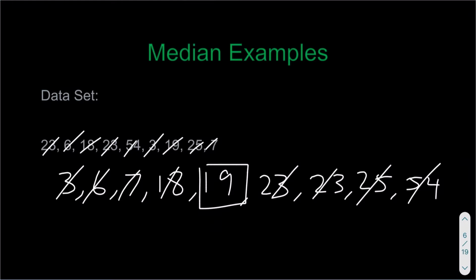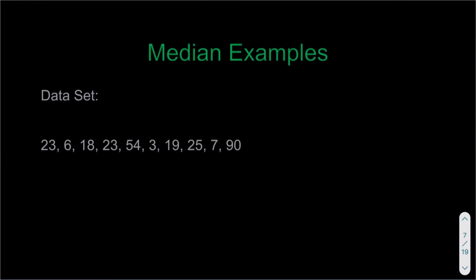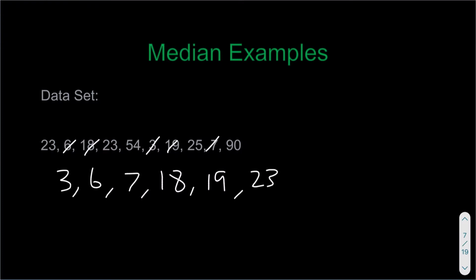But what if the data set had an even number of values? Let's look at an example. This is basically the same data set as before, but I added an extra number to make it 10 values in the data set. So let's do the same thing. Let's arrange everything into numerical order: 7, 18, 19, 23, 23 again, 25, 54, then 90.